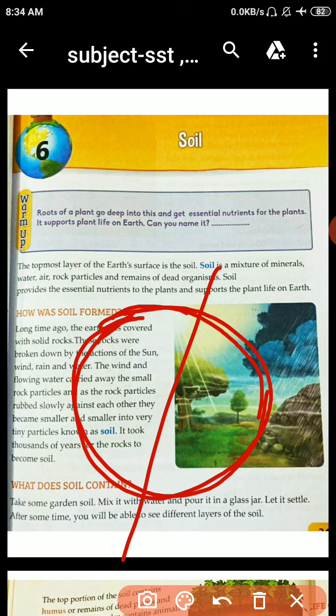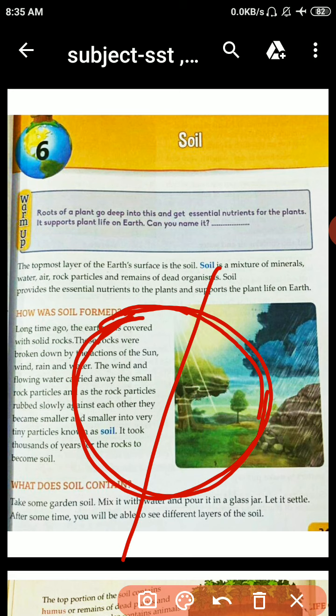Soil is a mixture of minerals, water, air, rock particles and remains of dead organisms. Student, how does the soil consist? Soil consists of very small particles of rock. It is not formed in a day. The soil that we see around us has taken thousands of years to form.